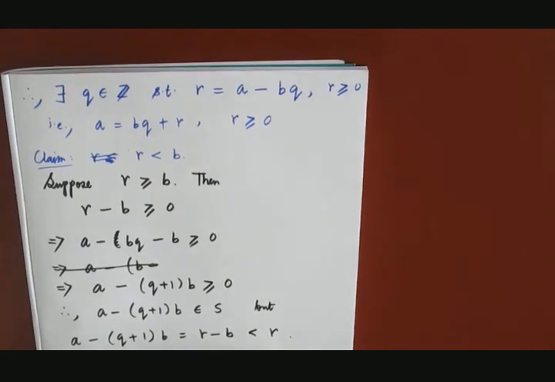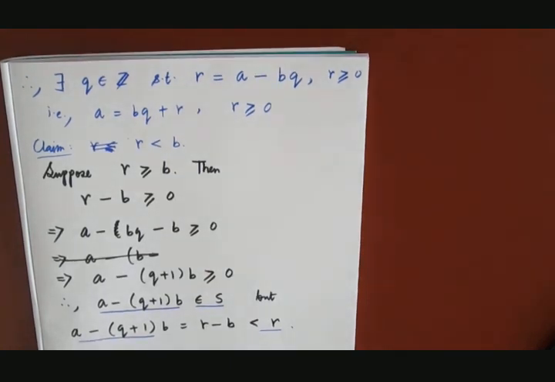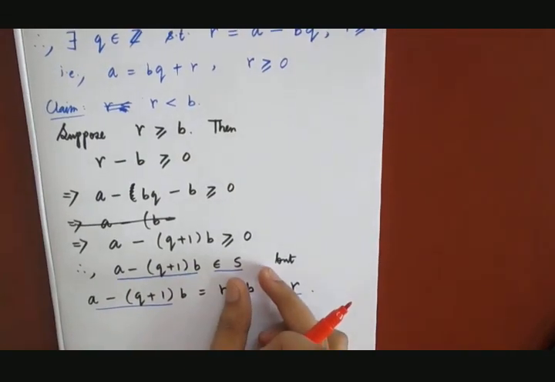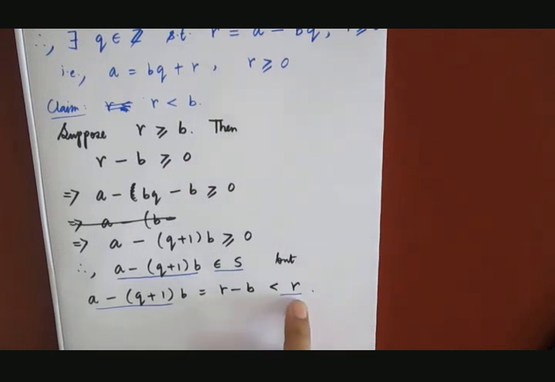So what have we got here? That this element belongs to S, and this element is less than R. Is it possible? No. Why is this not possible? Because R is the least element. Very good. By my assumption, the least element of S was R. But if this belongs to S, then this contradicts that R is the least element of S.